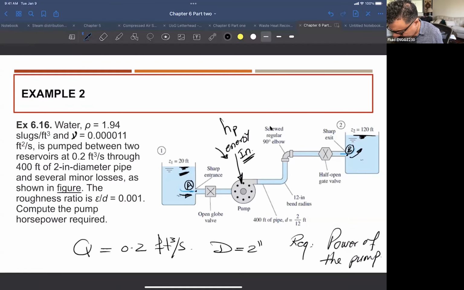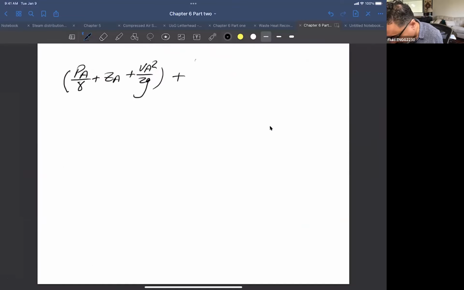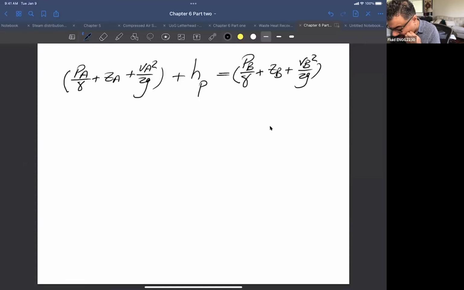Plus head of the pump, because you are adding energy. The energy at the first point equals PB over gamma plus ZB plus VB squared over 2g. This is the energy at the final point, and the difference here is basically the losses, right? Plus H loss between A to B.